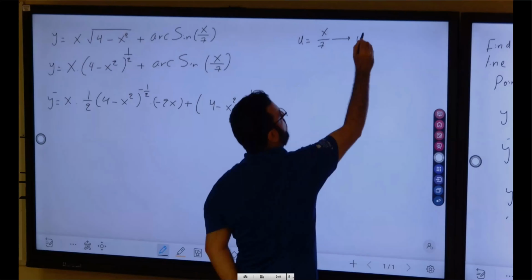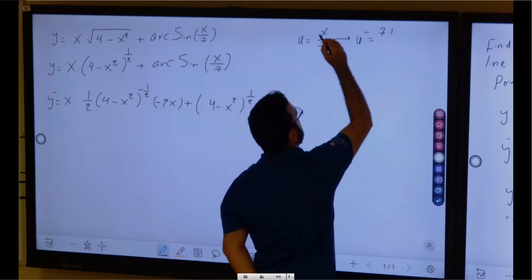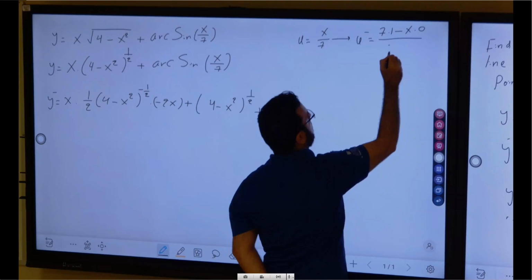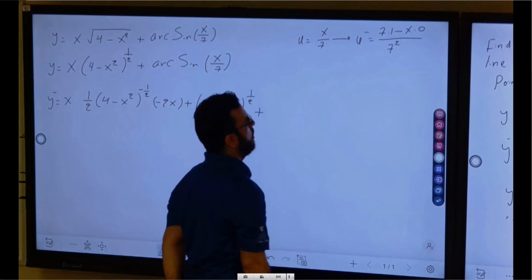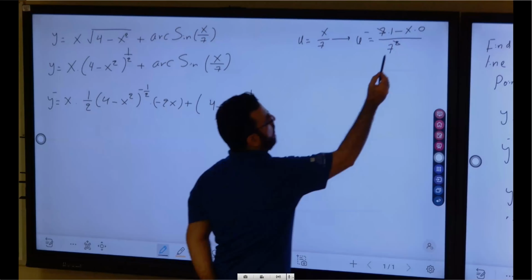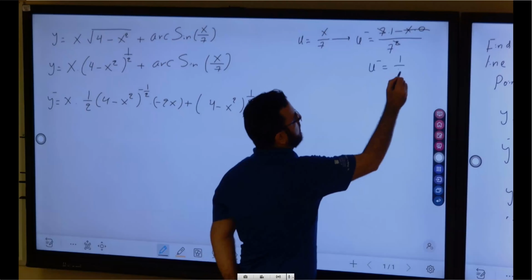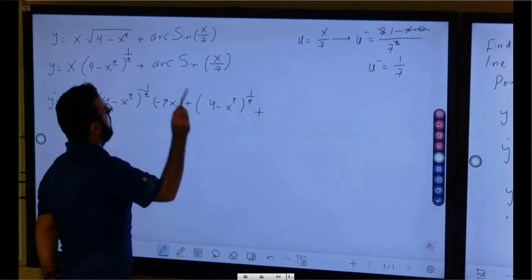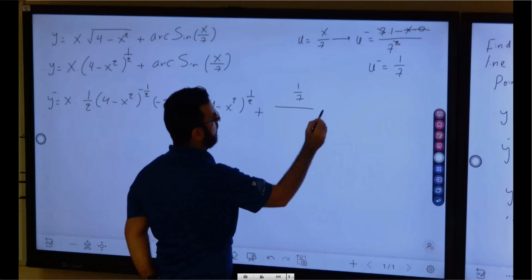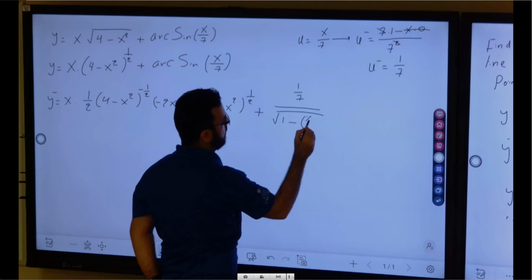That means u prime is what? The bottom one times the derivative of the top one, minus the top one, over 7 squared. So it's going to be 1 over 7. Cancel the 7 with the 7, and the whole thing is 0. So u prime equals 1 over 7. When we go back here, the arcsine is going to be u prime, which is 1 over 7, over the square root of 1 minus x over 7 squared.